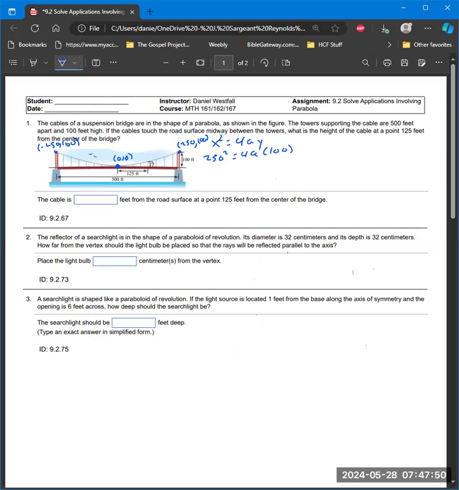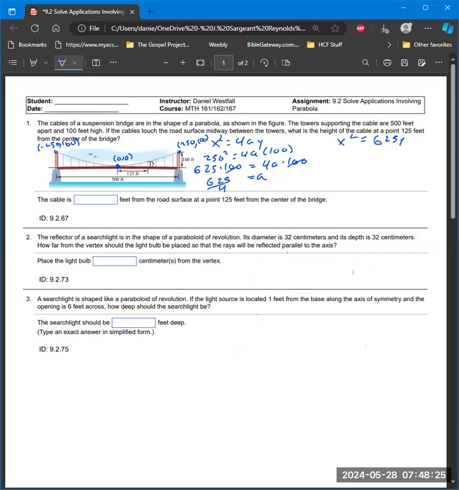250 squared is the same thing as 25 squared times 10 squared. 25 squared is 625. 10 squared is 100. And this is 4a times 100, so the 100s will cancel, and a is going to be 625 over 4. So when I stick that back into the original equation, the 4 divided by the 4 will cancel each other out, and I'll be left with x squared equals 625y.